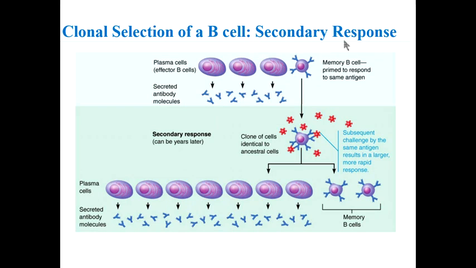So here's a secondary response. There's our memory B cells, and it comes in contact with that antigen, same antigen as the first contact. Now we have that cross-linking, same thing as the primary response, but these plasma cells are produced much quicker, at a much higher rate, and we're going to see how much faster on the next slide. And of course, we're always going to put a few aside for memory.